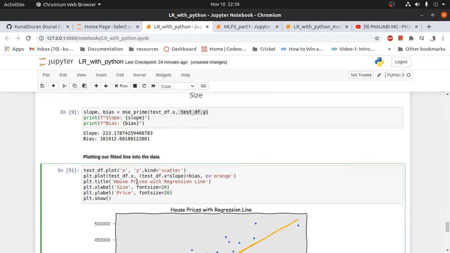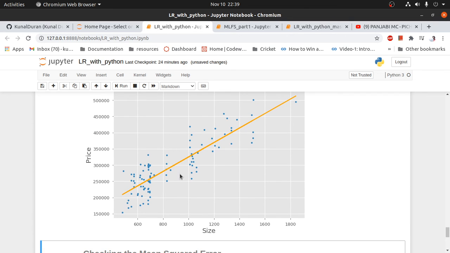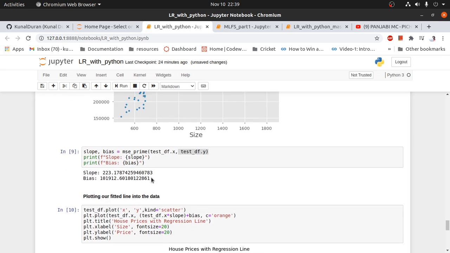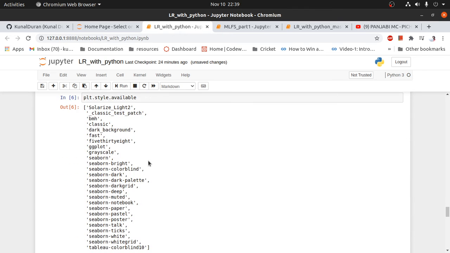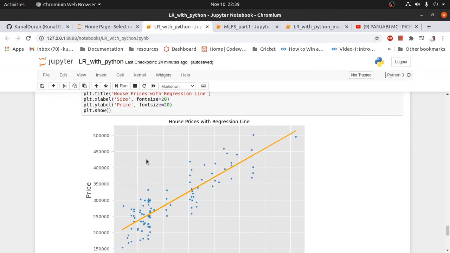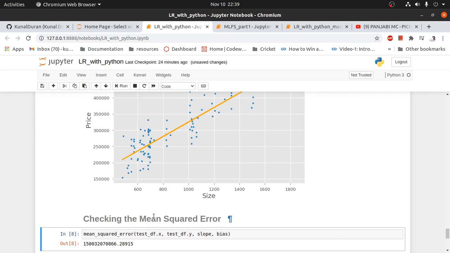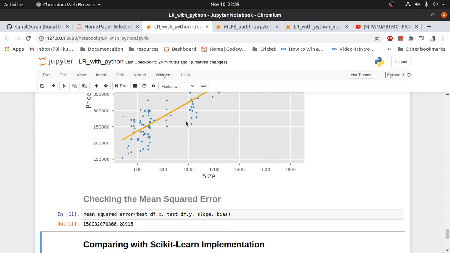Okay, let's run this cell again. Okay, so this is our best fit line according to our custom created model. But now let's run all these cells. So mean squared error is this.